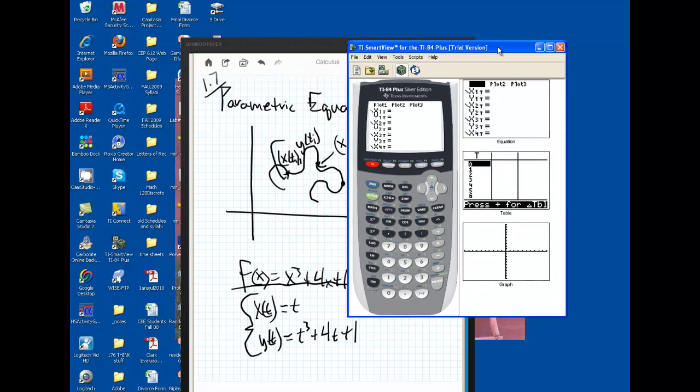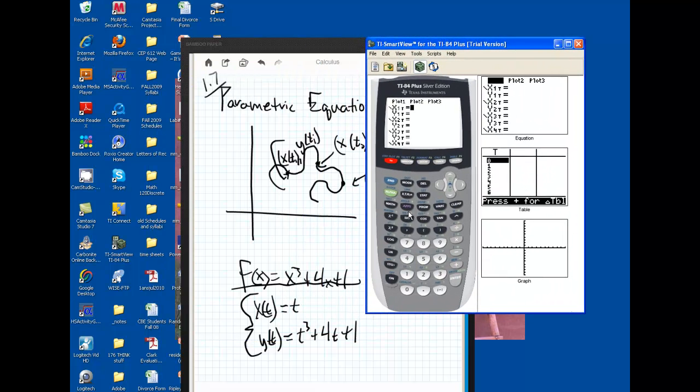So first things first, I'm going to let x of t be t, and I'm going to let y of t be, what do I have to do? I've got to go t cubed plus 4t plus 1. All right? And then I'm going to hit zoom, and I'm going to hit standard, which is 6, just in case. All right? And that's what I get.